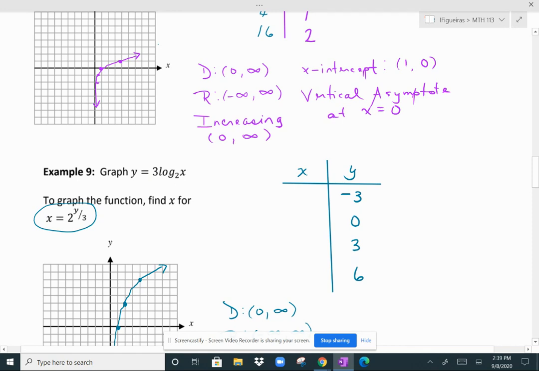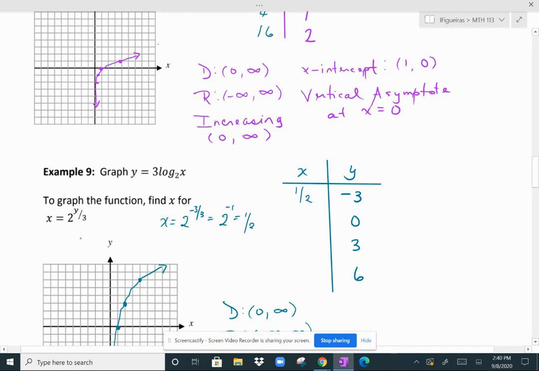So just like before, I'm going to pick y's and solve for x. Now notice that I picked y's that are multiples of 3 so that it would cancel easily with that denominator, and that way I could do it without using a calculator. So when y is negative 3, I would have x is equal to 2 to the negative 3 over 3, which is 2 to the negative 1, which is a half. So that's what we put here.